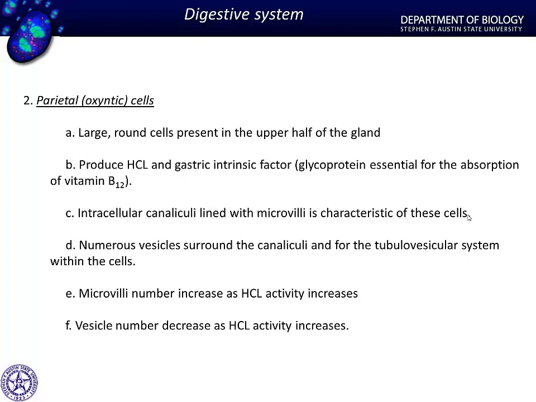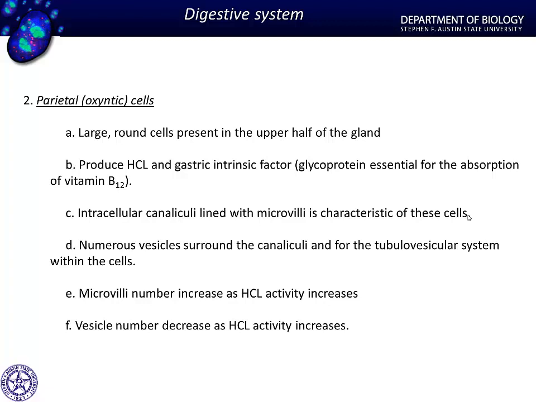The other cell that we're going to see, the large parietal or oxyntic cells, these are going to be the easiest ones, I think, to recognize just because of how big and rounded they are. And these are going to produce hydrochloric acid, and they're also producing gastric intrinsic factor. Now, this one is important when we talk about pernicious anemia. And so this B12 is going to be important for the production of red blood cells, and intrinsic factor is essential for the efficient absorption of B12 out of our diet. And so this intrinsic factor is produced also by our parietal cells.